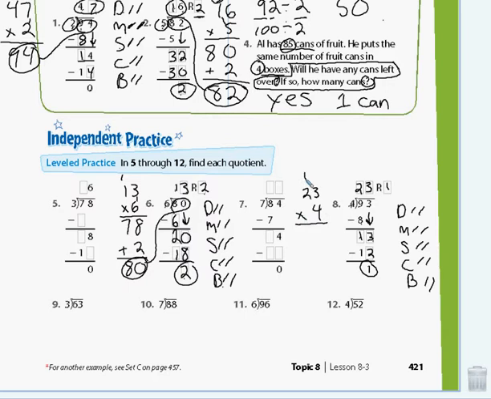3 times 4 is 12. 4 times 2 is 8, plus 1 is 9. Okay, and a remainder of 1, so we're going to add the 1 to it. That's 93. Oh, went too high there, and it matches my dividend, so we're good.